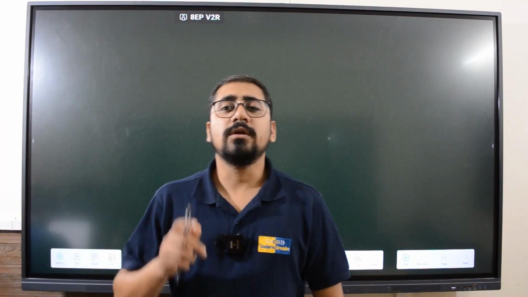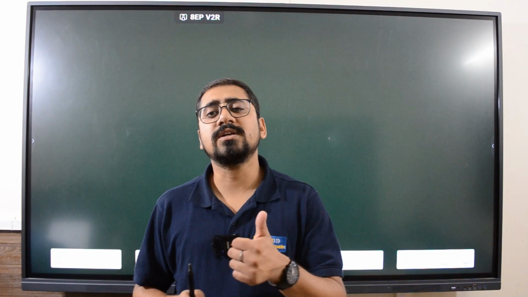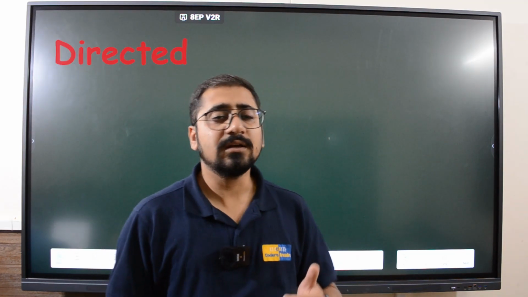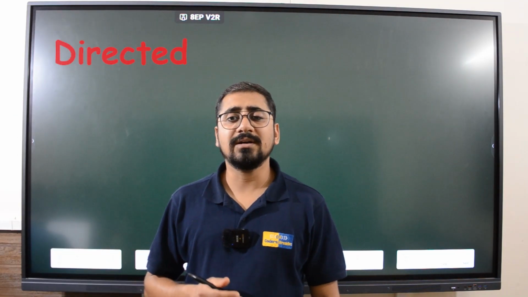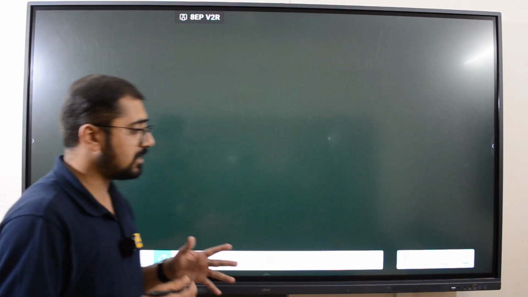Now if we have to classify graphs into different types, there are multiple ways of categorizing them. The first one we have is directed and undirected graphs. A directed graph is one where a direction is given on the edge from one node to another node. Now let's just take an example here.